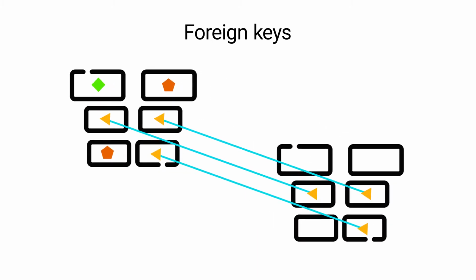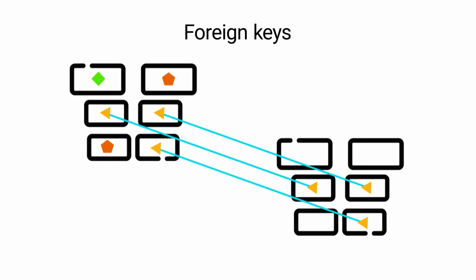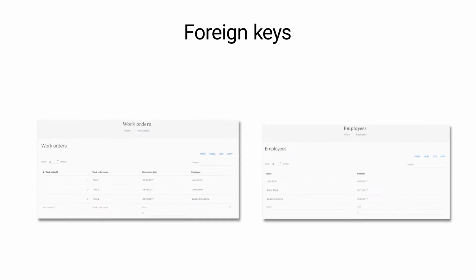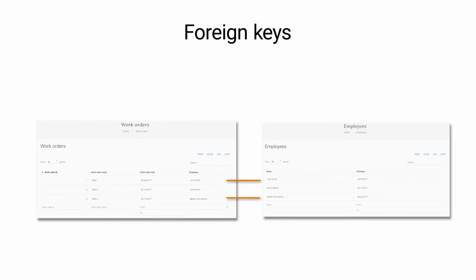Let's look at a practical example. You have a table called work orders with 4 columns: work order ID, work order name, date, and employee. If each work order has an employee assigned, it is better not to store repeating information with the same employee name in every line. Instead, you should have one more table called employees. Now, you can reference it from the work orders table. Let's see how this thing works.